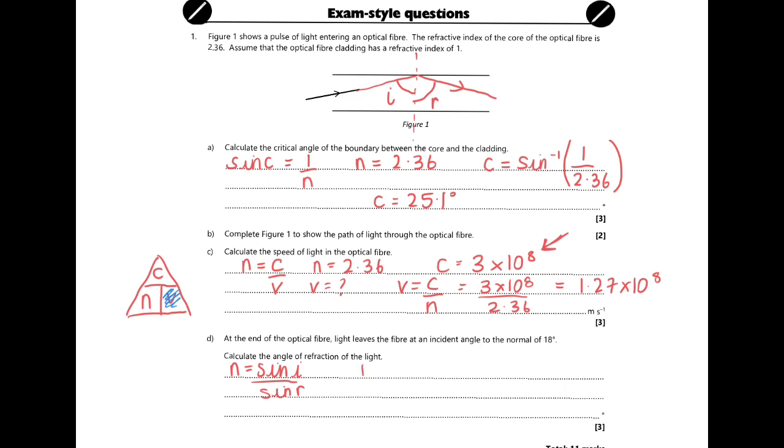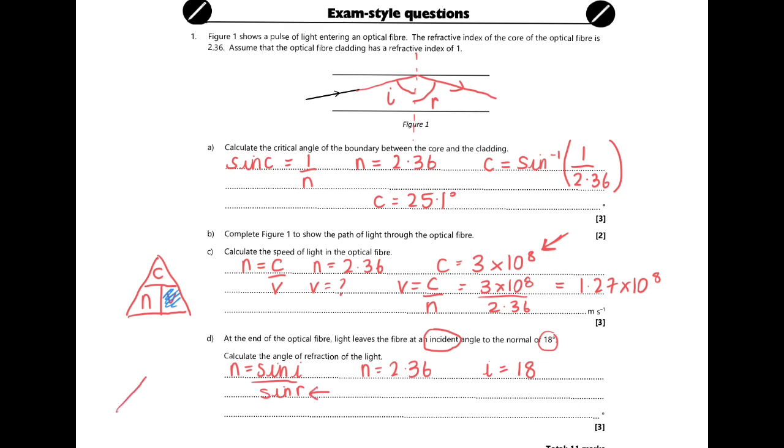So n, again, we already know is 2.36. It's the same throughout the question. I is the next thing we've got to look at, and that's our angle of incidence, which is 18. It's given to us in the question. The clue is incident here. That starts with an I. So the thing that we don't know is our R. That's what we're going to want to know.